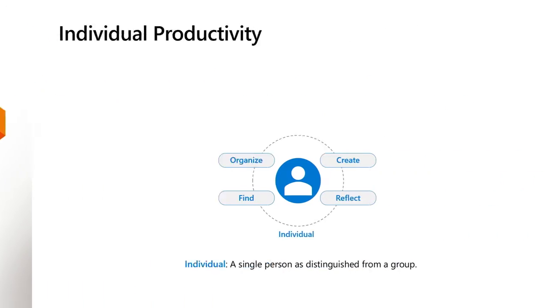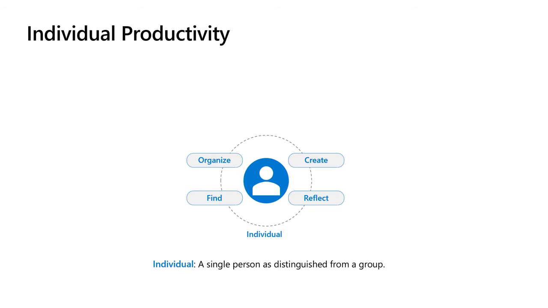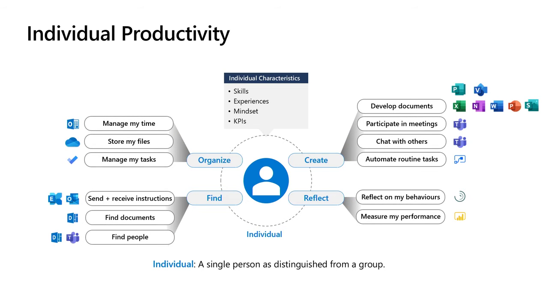And really what it looks at is, for every individual that you hire within an organization, you usually hire them based on their skills, their experience, the right mindset, and as a result, you give them some KPIs. And for individuals to be able to find information, organize themselves, create new content, and reflect on their performance, they need a set of predefined capabilities. And Office 365 has created a set of apps that actually help individuals become more productive.